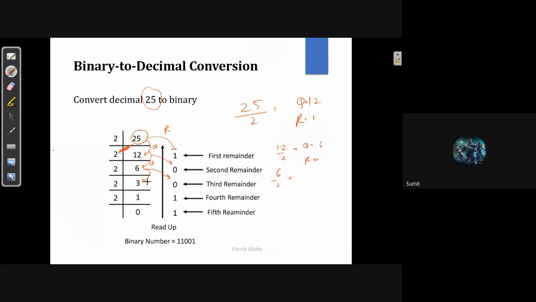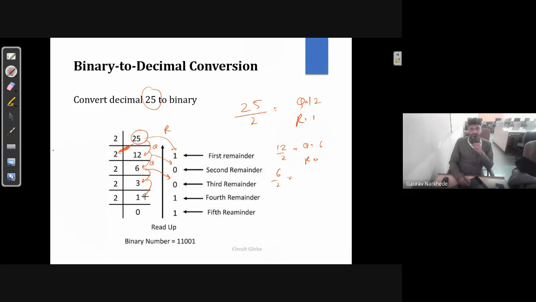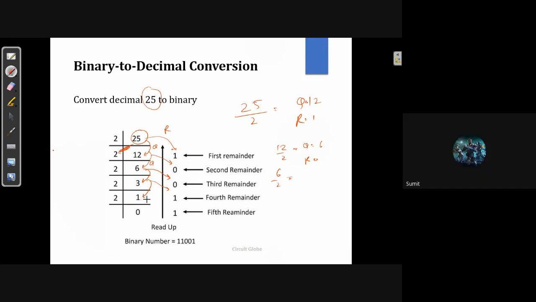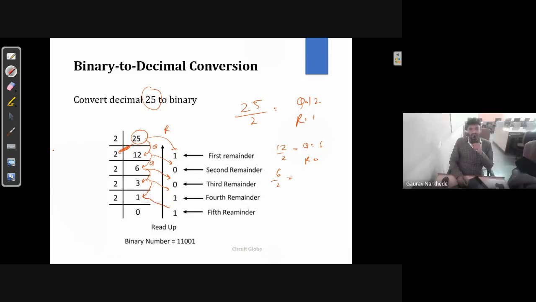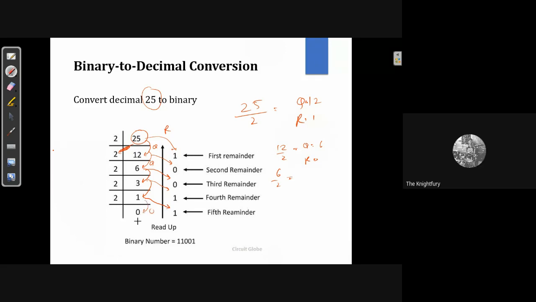Then 3 by 2. Quotient is 1, remainder is 1. Then 1 by 2, directly I will get remainder 1, and quotient is 0.